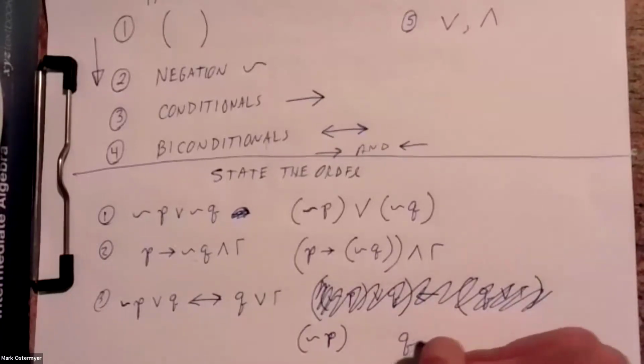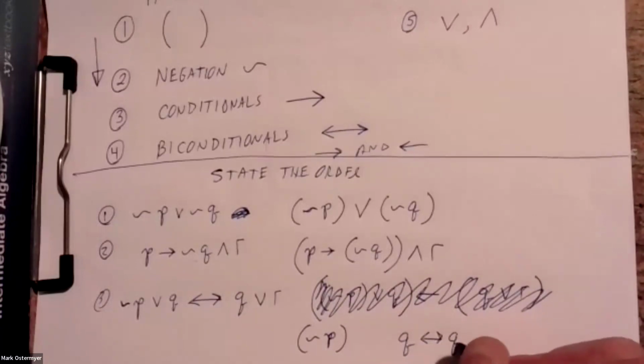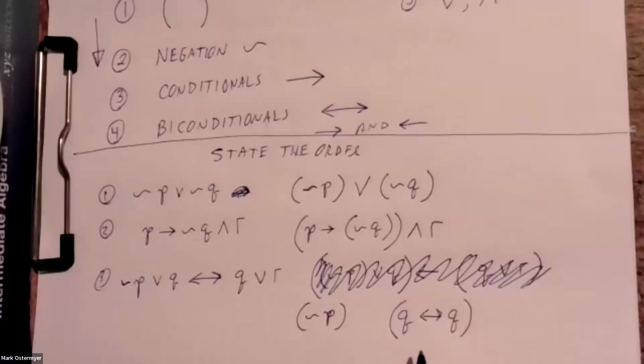So we would have to do the Q if and only if what? Q, as oddly as that seems. That's kind of weird, isn't it? Confusing. If and only if Q. It's kind of a weird situation. And then we would do what last?